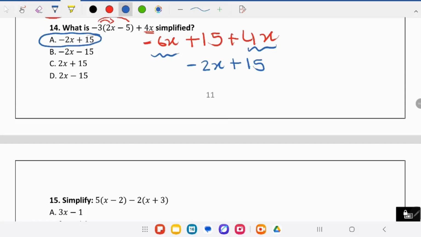Again, I have to be very careful. If by mistake I write here negative 15, I'm going to choose the wrong answer. I have to multiply the sign carefully.